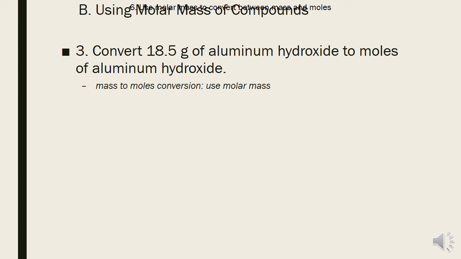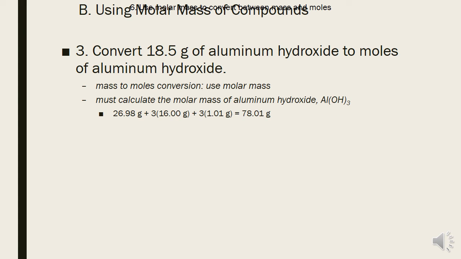Also notice in this problem, unlike the first two, I don't give you the formula of the compound. This will usually not happen, but knowing now that you know the nomenclature, or hopefully we should know it, you should be able to figure that out. So the formula for aluminum hydroxide is Al(OH)3. So we need to find the molar mass of that, which ends up being 78.01 grams.